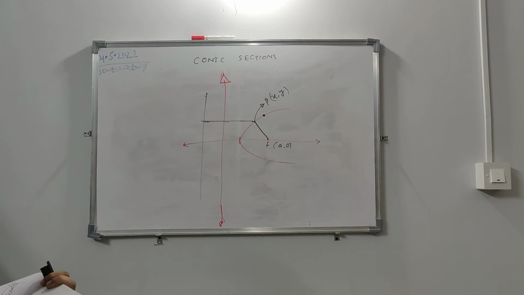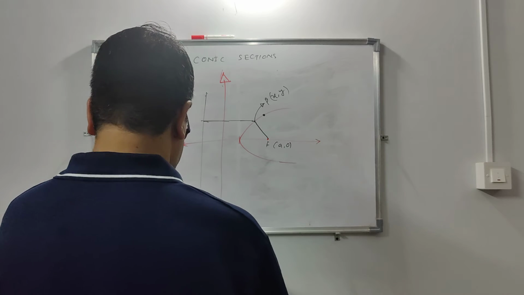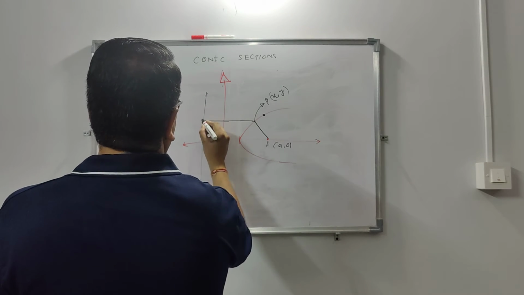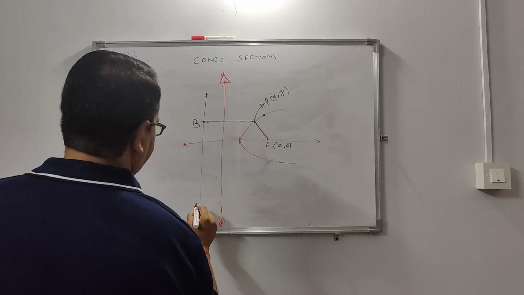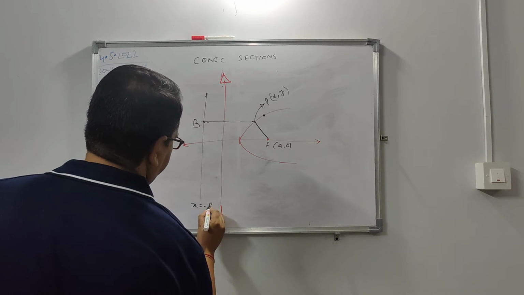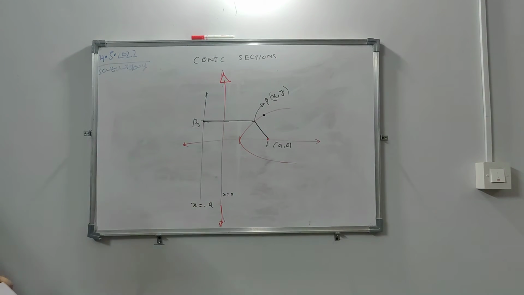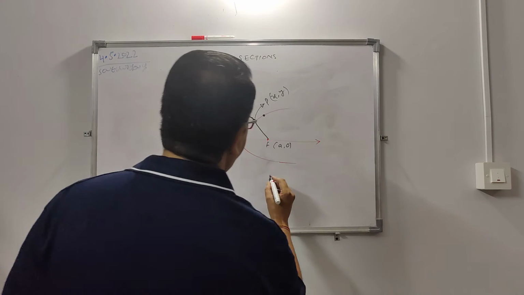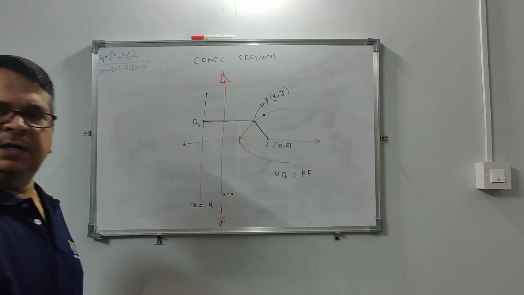This is point P, and let us say this is my point B. The equation of this line is x is equal to minus a. See, your y-axis is nothing but x is equal to 0, so this is x is equal to minus a. Now as per the definition of a parabola, PB will be equal to PF. If this is the case, then it will be a parabola.